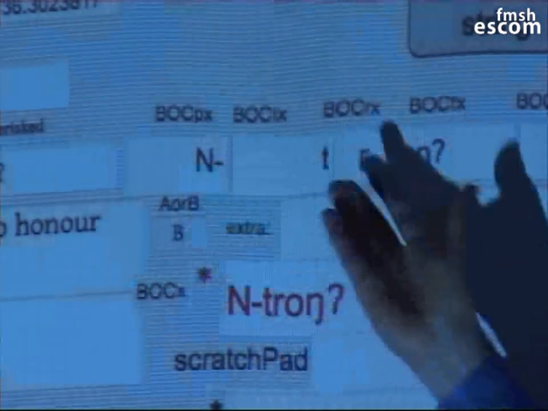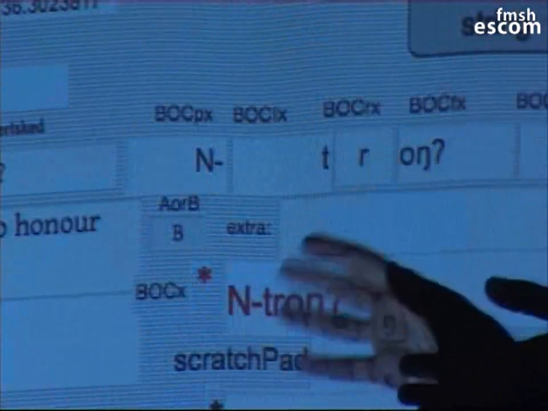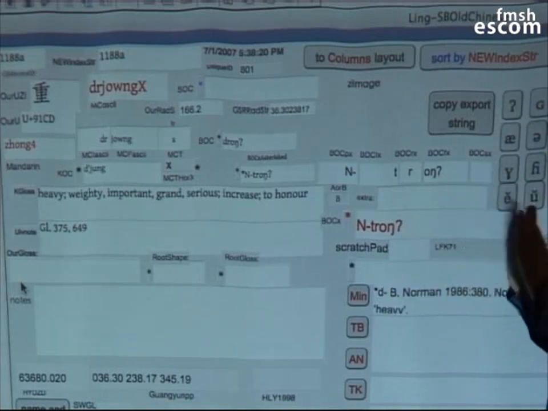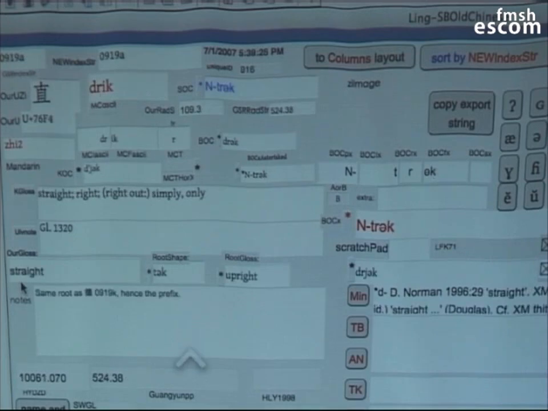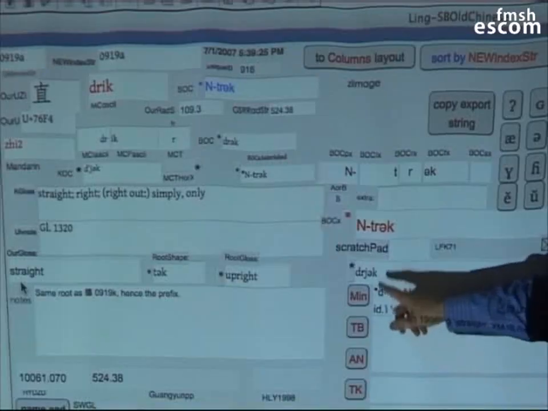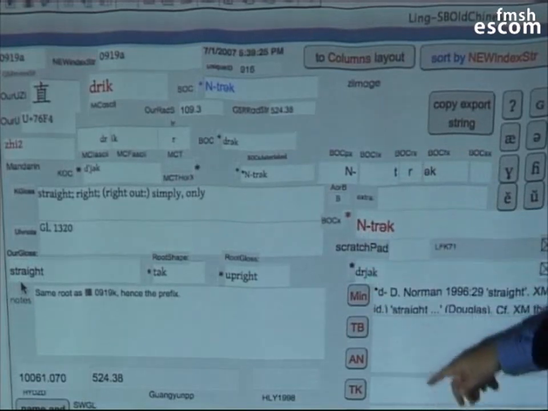One of the ways we can detect an N prefix is, as with Chang, that it was an adjective. Yes. And it also has related forms which have a voiceless initial, like Zhang, elder, and things like that. Here's the straight one. Is this one okay? Yeah, another one. This is what Laurent was talking about, where again it's an adjective, meaning straight.